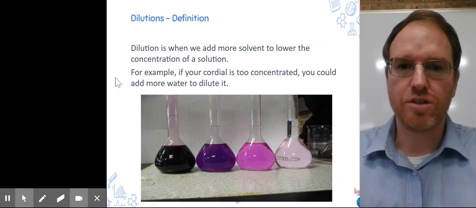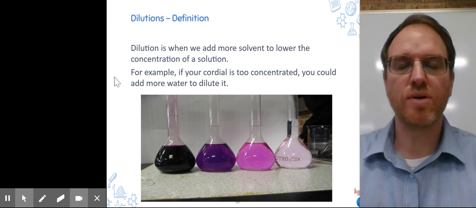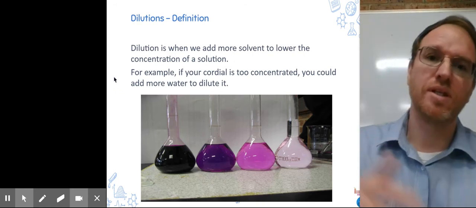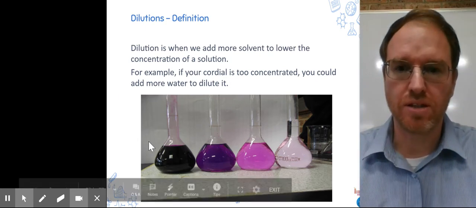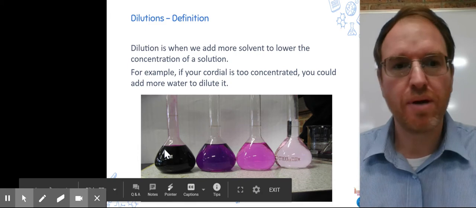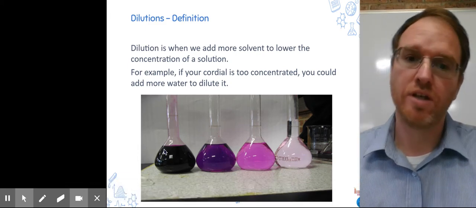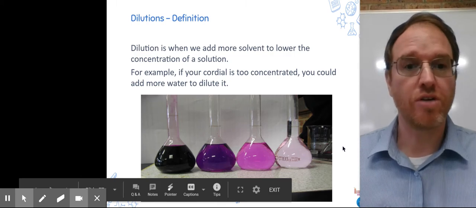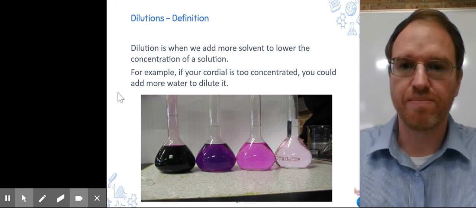So what is dilution to start with? We're familiar with that. It's when we add, for example, more water to something and it becomes less concentrated. So you can see in the picture here, this is potassium permanganate, very concentrated on the left. But if we added more of the solvent, it becomes less and less concentrated. Like if your cordial is too concentrated, you could add water to dilute it.